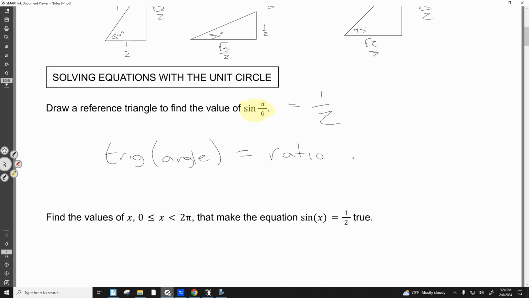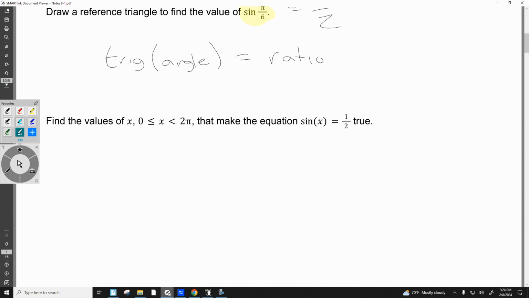Now, what if I change it up on you, first of all? Change this from a 1/2 to a root 3 over 2, just for fun. What if I give you the trig function, I give you the ratio, but I ask you for the angle? This is a new situation. What is the angle? Not what is the x coordinate. It's trig function of an angle equals the ratio.